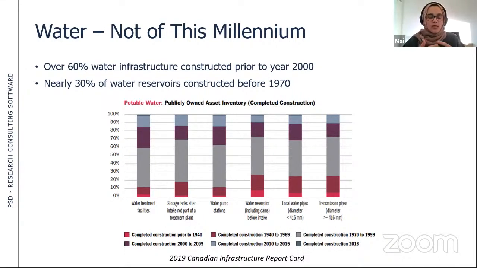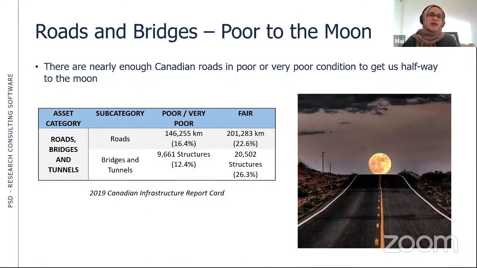So a lot of our assets are aging, and it's important to ensure that the service that they are providing and the performance and their condition are maintained. When we look at roads, for example, roads and bridges, Canada has enough roads in poor to very poor condition to get us halfway to the moon. So that's about 150,000 kilometers worth of poor to very poor roads and structures. And that's an interesting comparison, but it just shows how much assets we have and their impact on the level of service that we can provide.